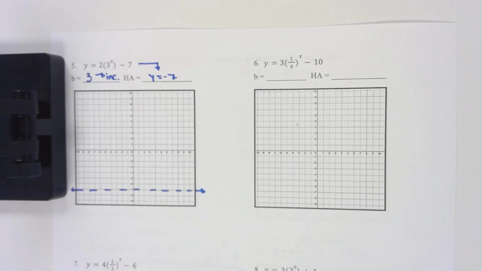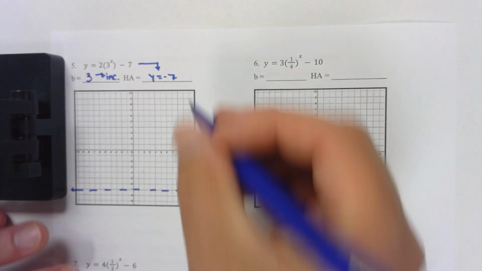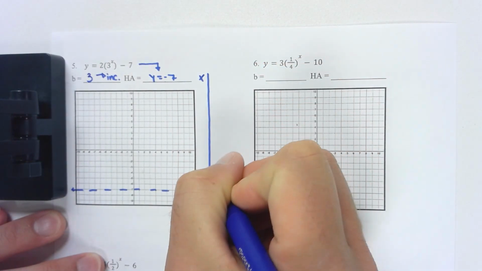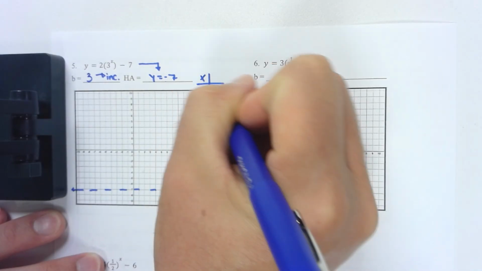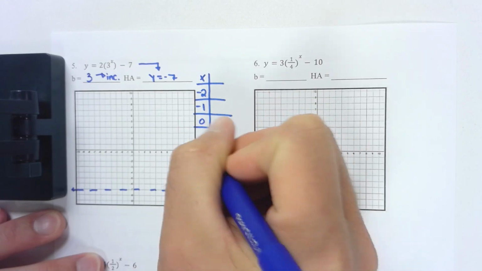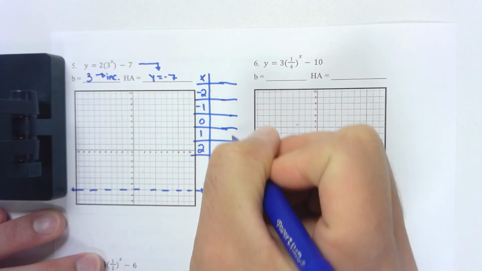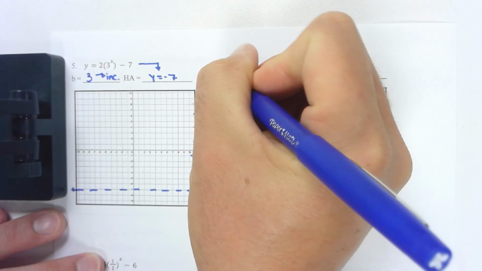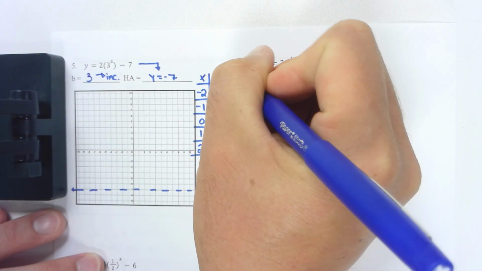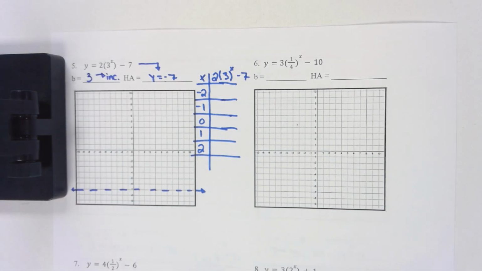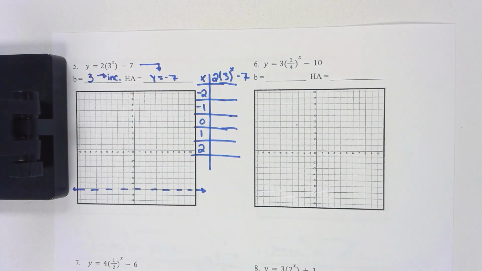To get our points, we're going to plug in 5 x values. We'll always use the same 5 x's, those being negative 2, negative 1, 0, 1, and 2. And we're going to plug them into the equation exactly as we see it, so 2 times 3 to the power of x, minus 7. Typing this into the calculator is the exact same. Because we already have a habit of putting the base in parentheses, we're good to plug this in exactly how we had gone over it previously.